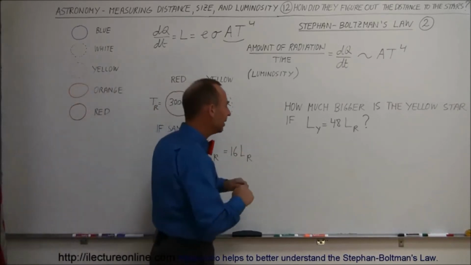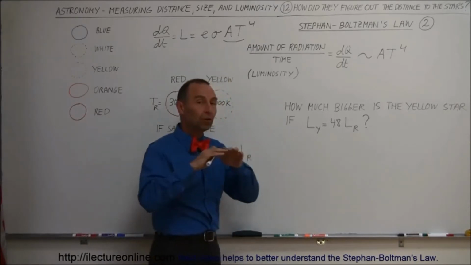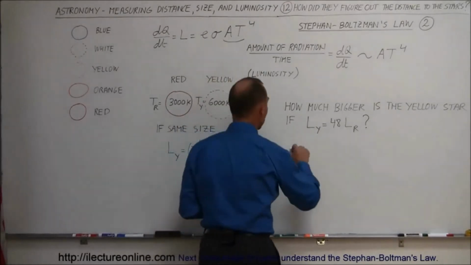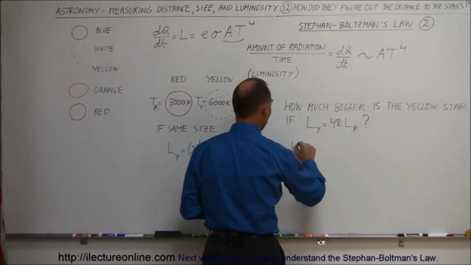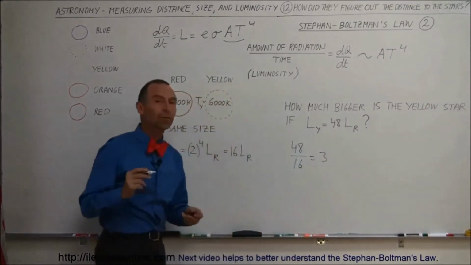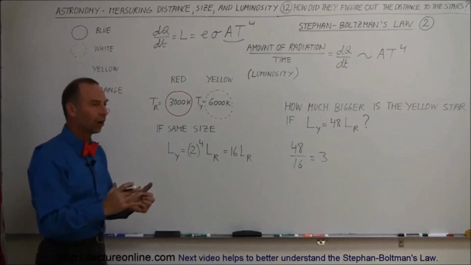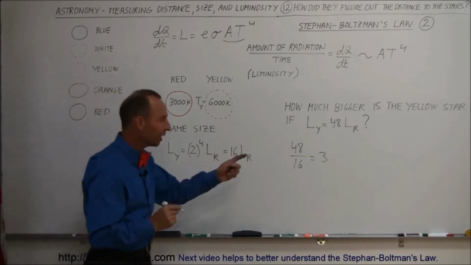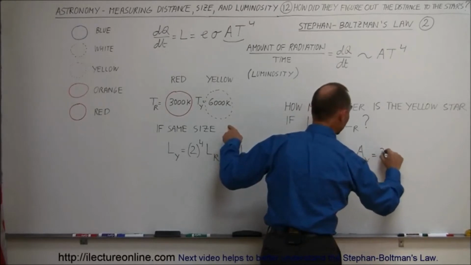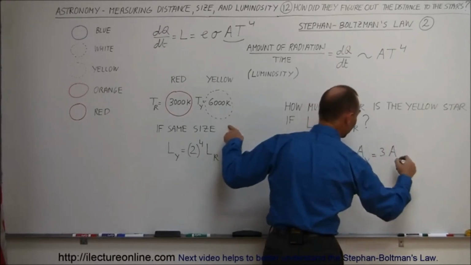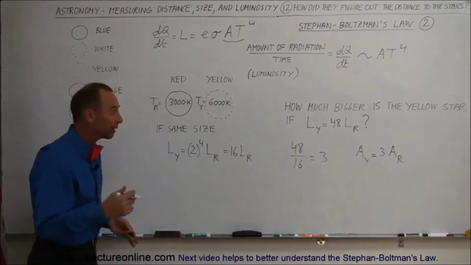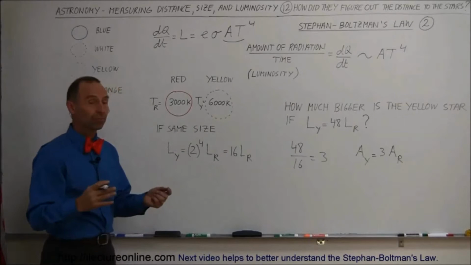Well, we can see then that the increase in luminosity due to the increase in size would be 3 times, right? So if we take 48 and divide it by 16, that is 3 times as bright due to the size of the star. So now we can say that because of that, the area of the yellow star is equal to 3 times the surface area of the red star. Since it's 3 times as bright than I would expect it to be if they were the same size, right?